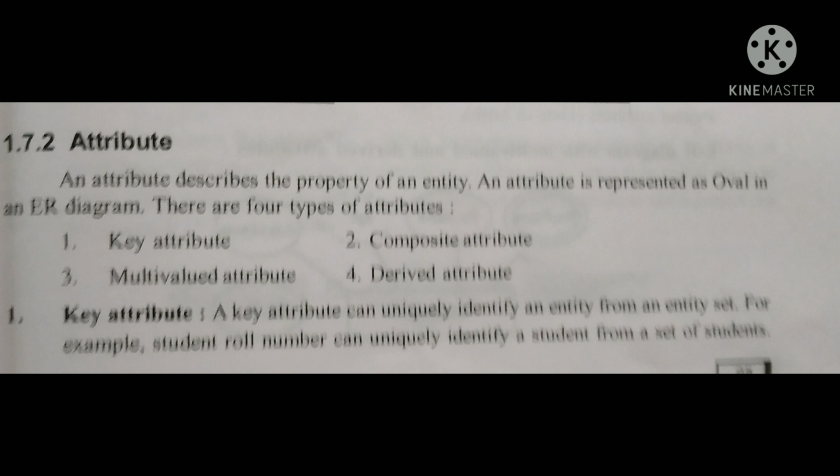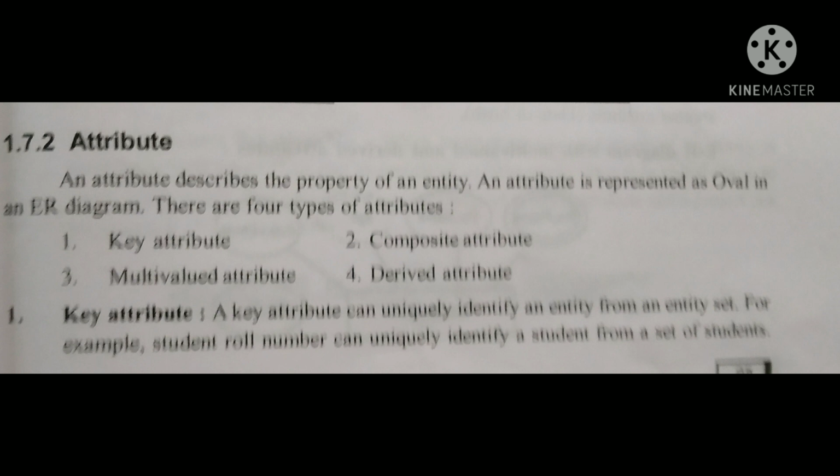What are the attributes? Attributes describe the property of an entity. An attribute is represented as an oval in an ER diagram. There are four types of attributes.